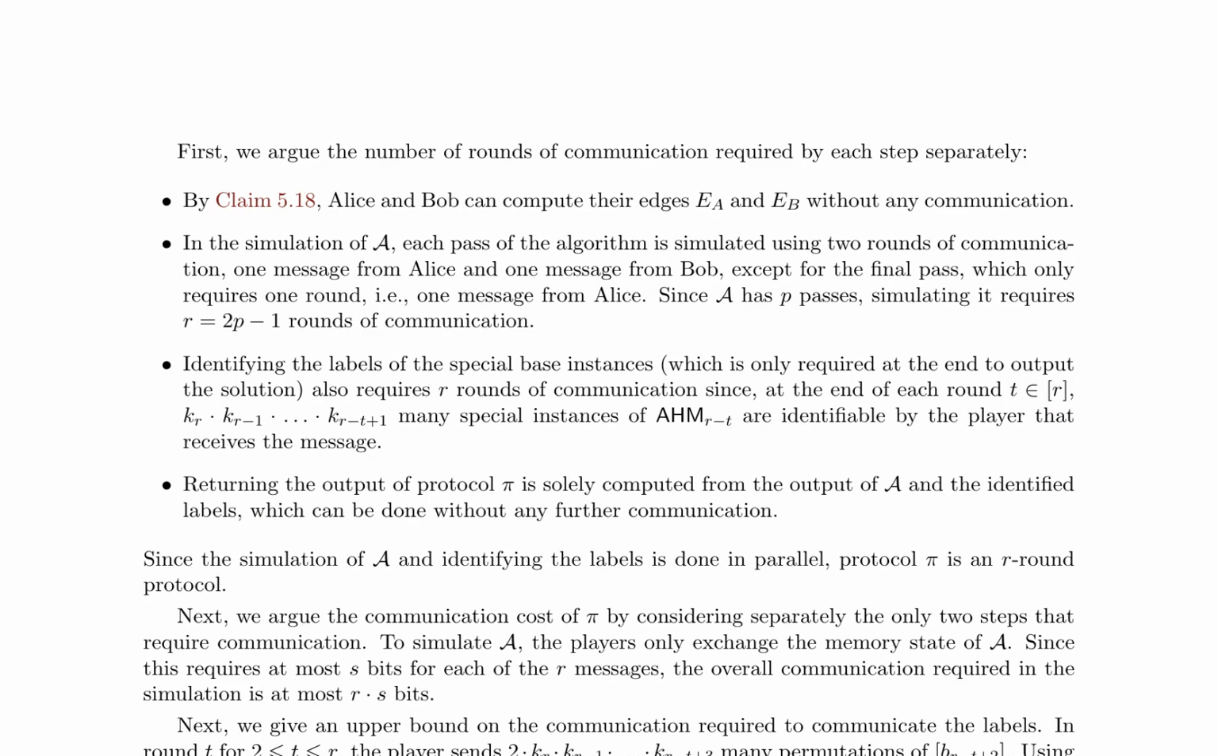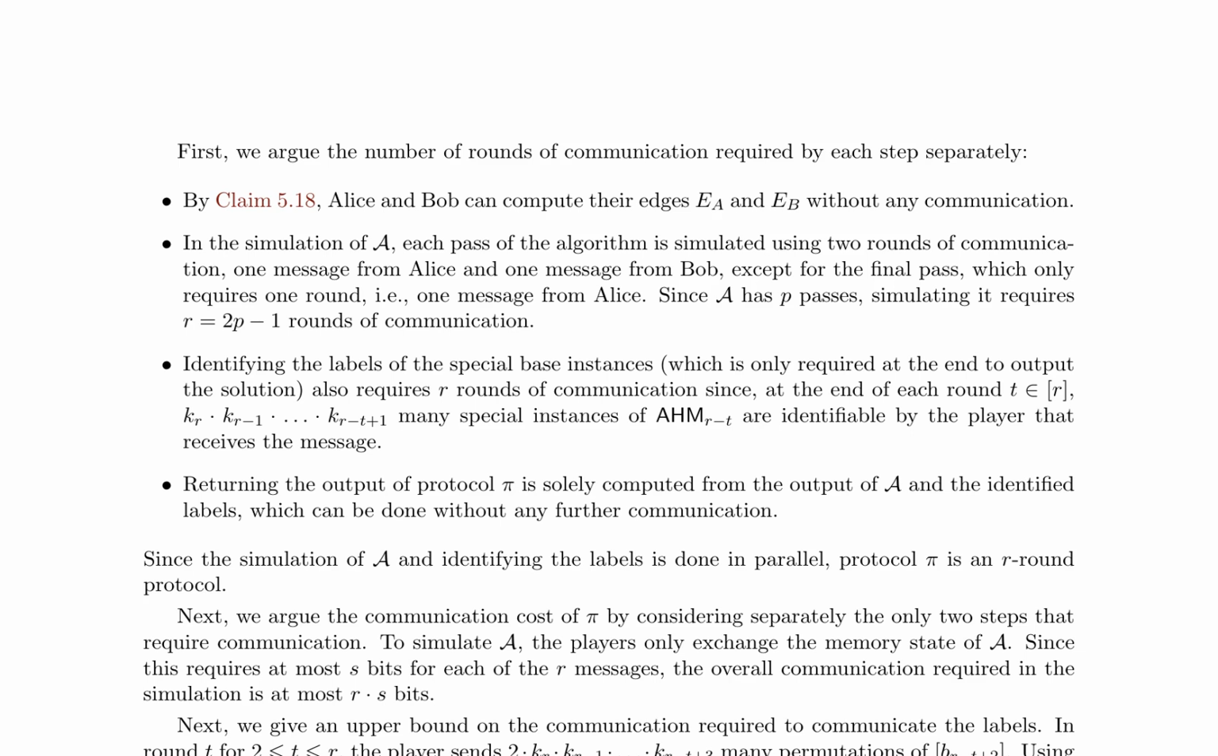The protocol Pi is analyzed in terms of the number of rounds of communication required and the communication cost. It is argued that the number of rounds required is R, where R equals 2p+1. This is because the simulation of algorithm A requires p+1 rounds, and identifying the labels of the special base instances requires R rounds. However, since these steps are done in parallel, the total number of rounds required is R.